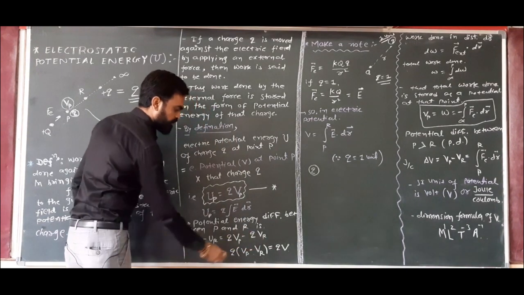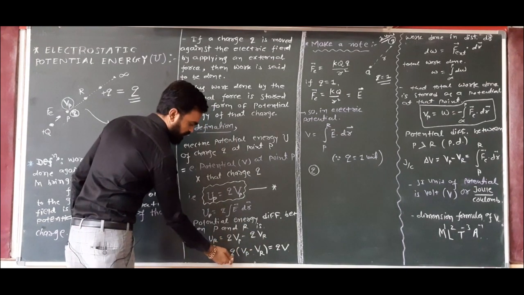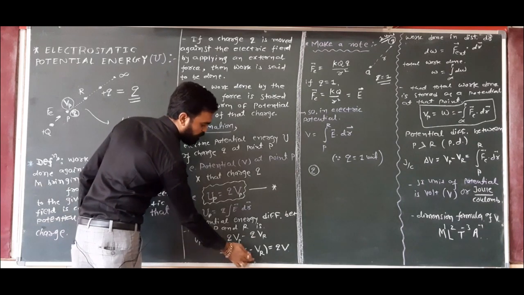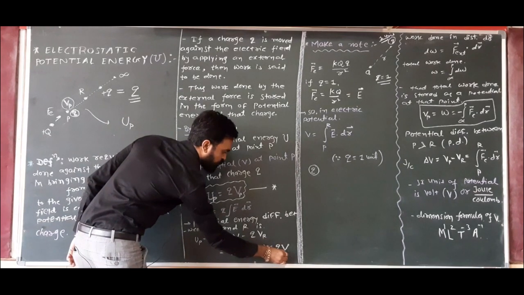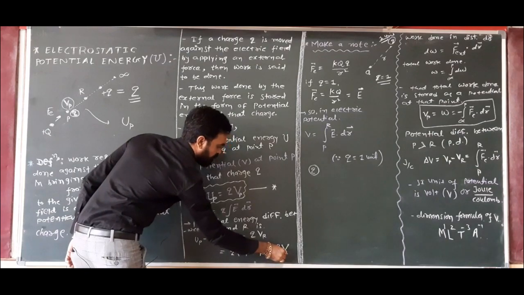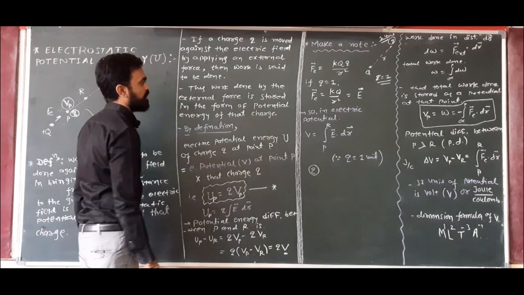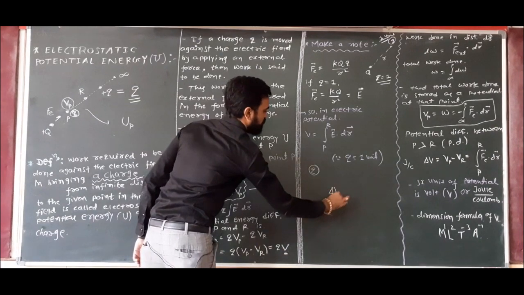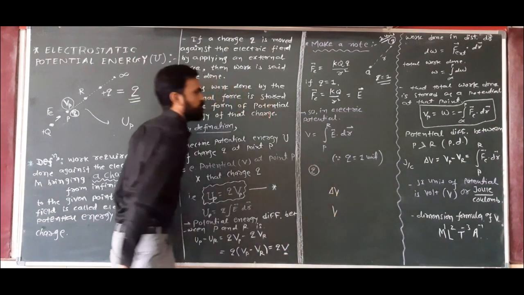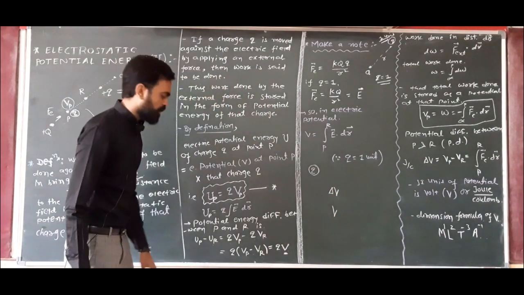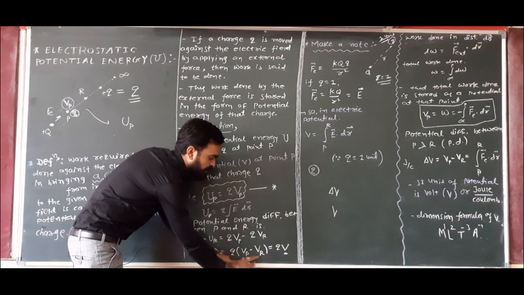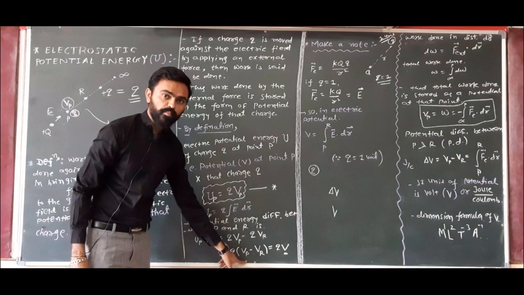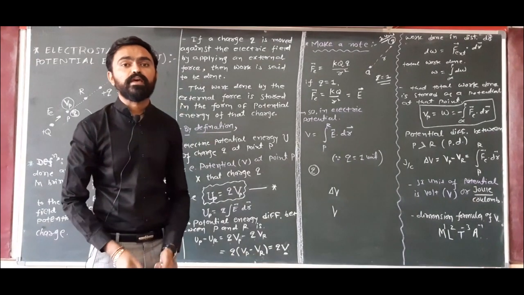What is common here? Charge Q. Take it out. Q into VP minus VR is equal to Q into V, which shows the difference between the two points. Simply we can indicate it as delta V or V, whatever you want. You getting my point? So this is the potential difference which stands for the difference VP and VR. So this is the potential energy.